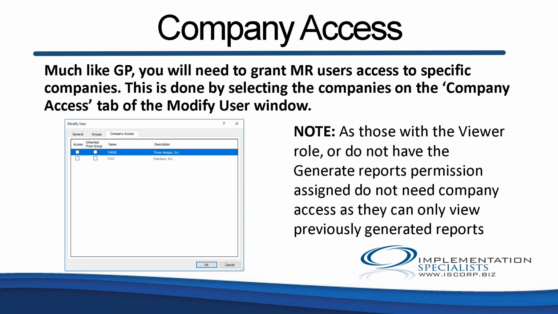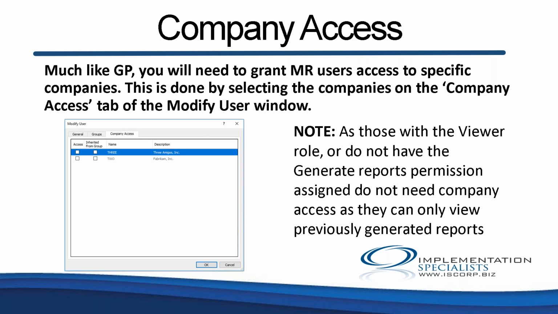All right. And then like GP, like I said, we'll hop over to the company access here. You need to grant access to the specific companies that they're in. Like I said, most people just use the selecting the companies directly on the company access tab of the modify or new user window. If you have somebody assigned to view and you come in here and you try and click on any of these, nothing's going to happen because generally viewers do not have access to specific companies. They can just run the reports.